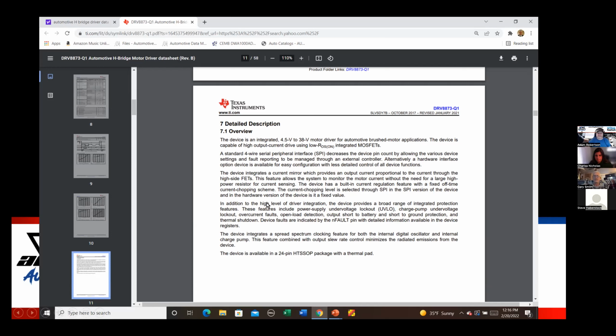Listen to this. We have under voltage lockout, we have charge pump under voltage lockout, and look at this: we have over current faults, open load detection. Why, guys, on an inductive motor would a chip provide open load detection? Any ideas on that? Talking about physical electricity in motor circuits.